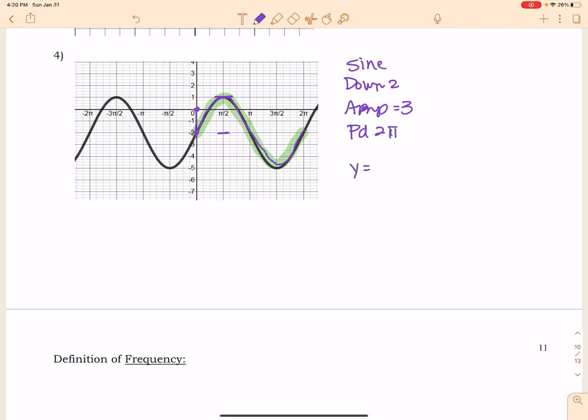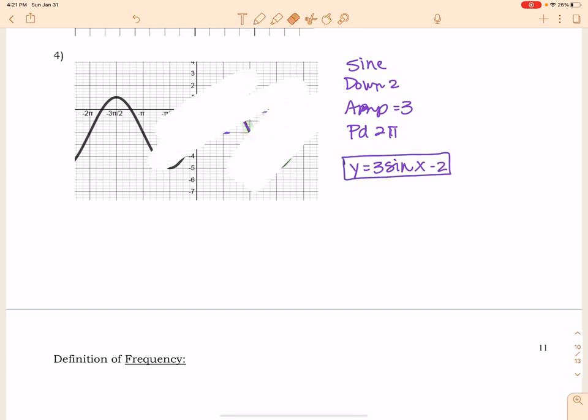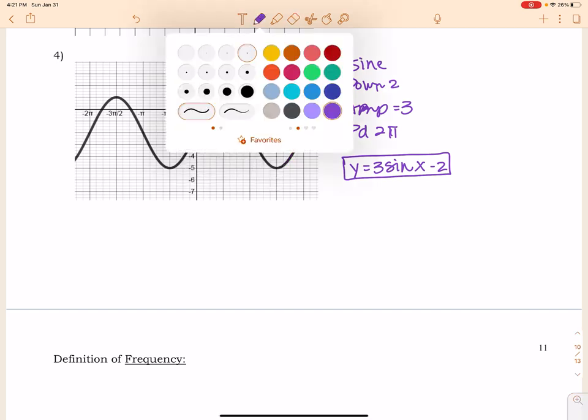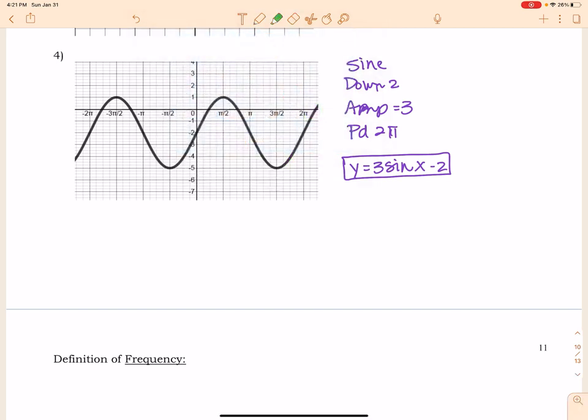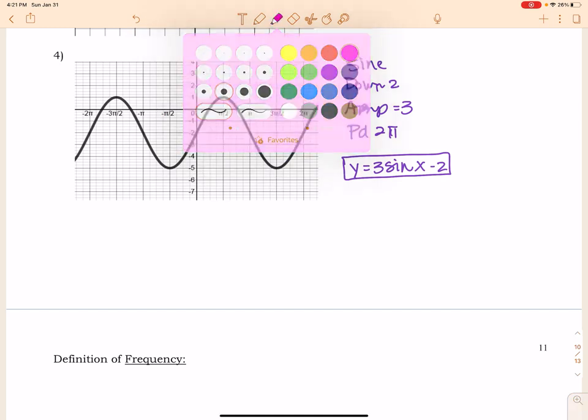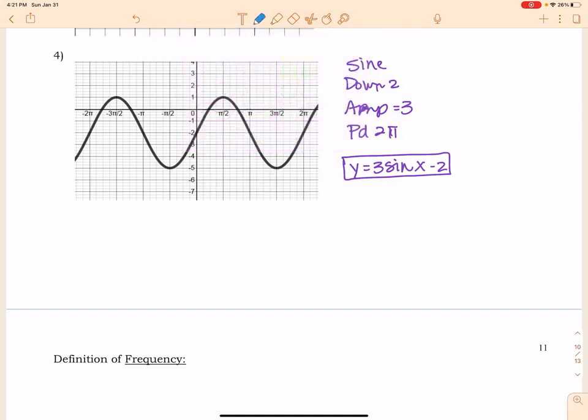So y equals 3 sine of x, because again, on my x-axis, we have radians. So I've got x and then down 2. Okay, so say you don't see the sine function, you see the cosine function. So let's change our color up here. And we will look at it as if it is the cosine function.